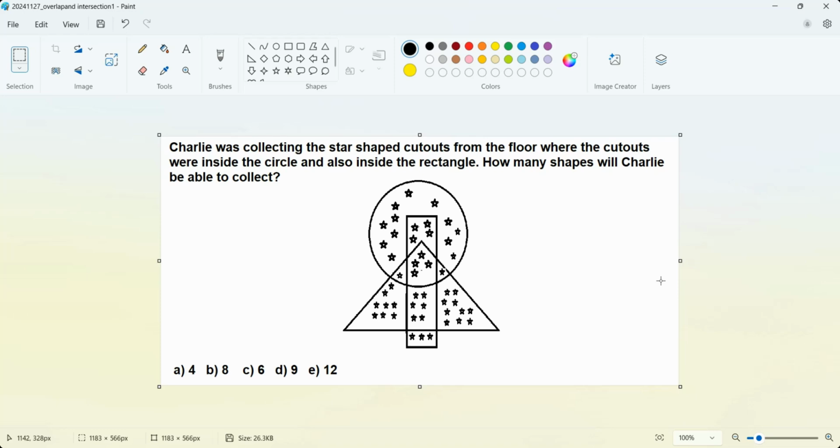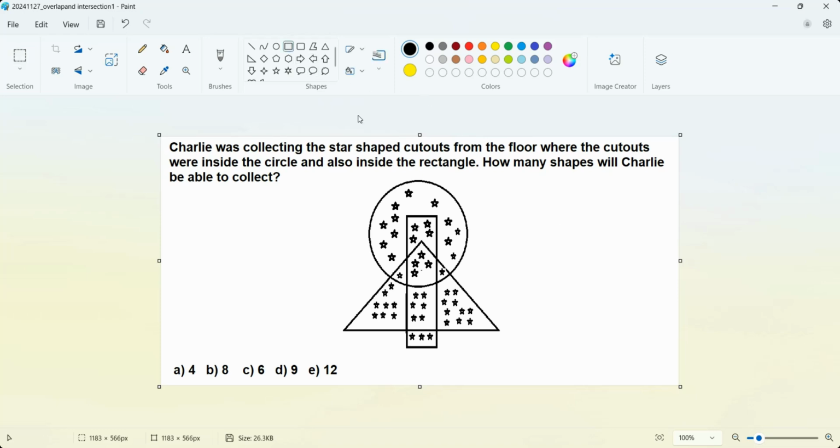Okay, welcome back. So hope you were able to solve this yourself. Now I'll explain how to solve this kind of problems. So let's understand this problem first. Charlie was collecting the star-shaped cutouts from the floor, where the cutouts were inside the circle and also inside the rectangle. How many shapes will Charlie be able to collect?